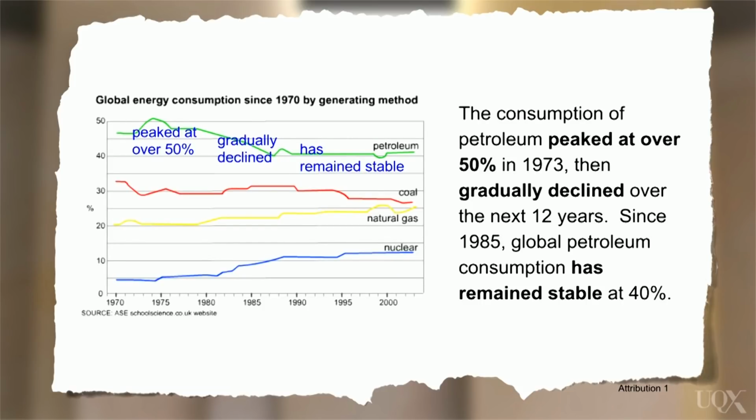The consumption of petroleum peaked at over 50% in 1973, then gradually declined over the next 12 years. Since 1985, global petroleum consumption has remained stable at 40%. Remember, it's very important to include data from the graph.